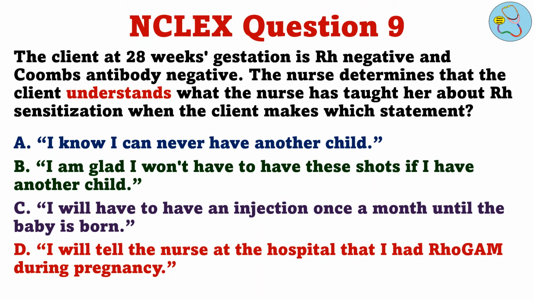Question 9. The client at 28 weeks gestation is Rh negative and Coombs antibody negative. The nurse determines that the client understands what the nurse has taught her about Rh sensitization when the client makes which statement? A. I know I can never have another child. B. I am glad I won't have to have these shots if I have another child. C. I will have to have an injection once a month until the baby is born. D. I will tell the nurse at the hospital that I had RhoGAM during pregnancy.